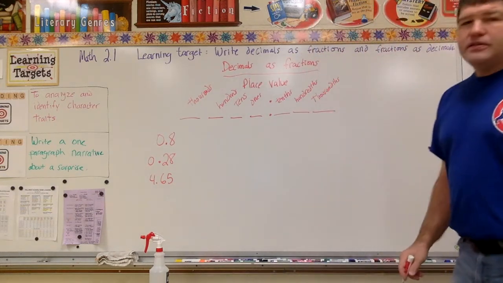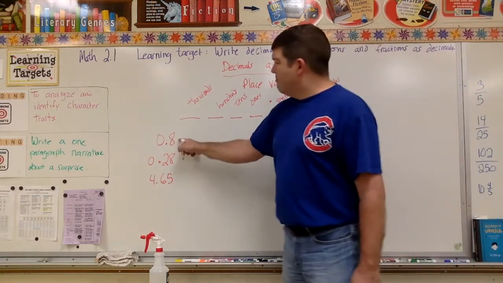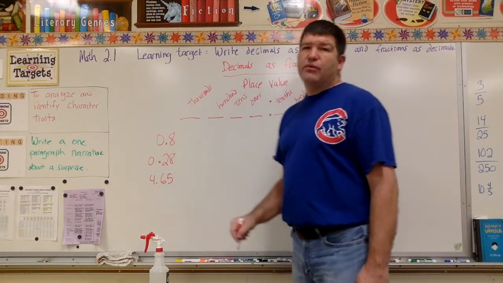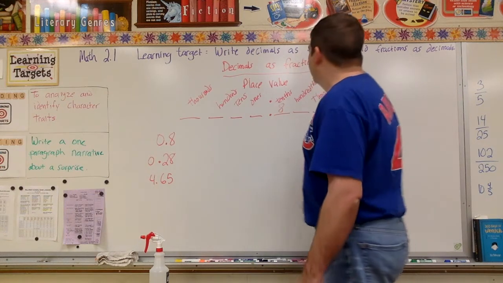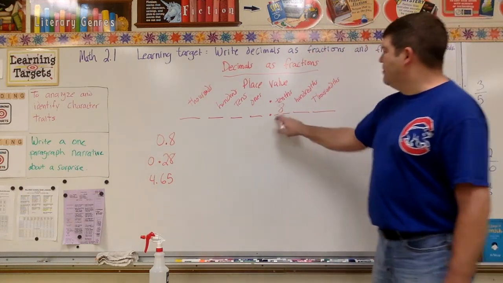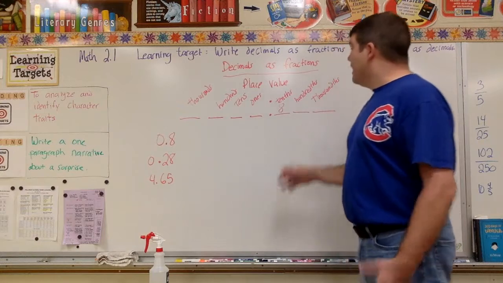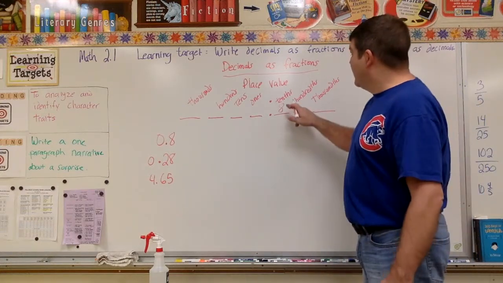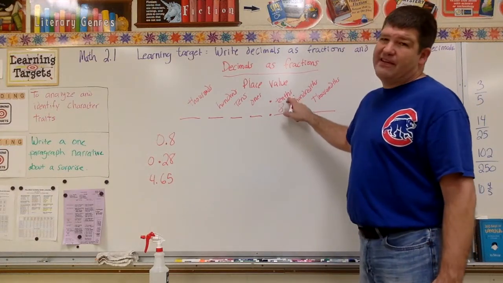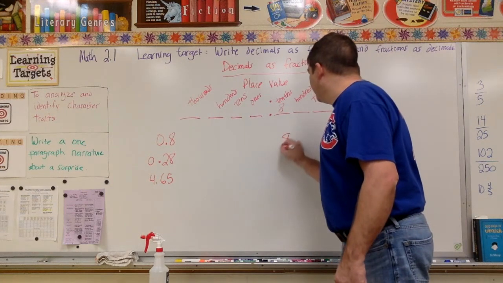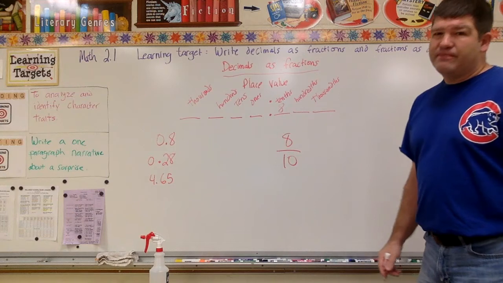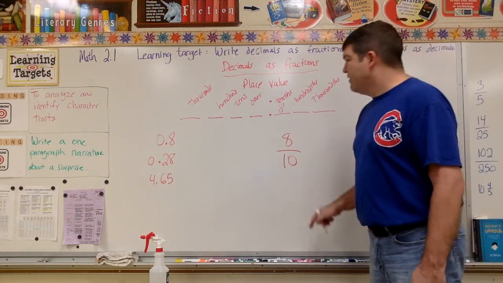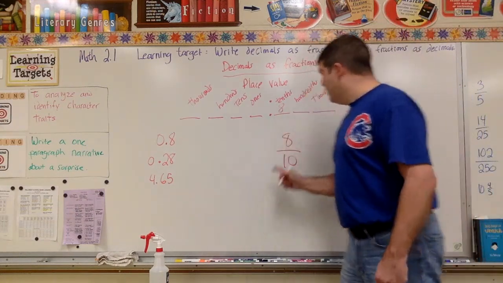Okay? So now, I'm going to make 0.8 into a fraction. So my point goes right there. 0.8, 0.8. Now I just read what it is. 8 tenths. 8 tenths. Or 8 tens. Okay? 8 tens. So now I've made 0.8 into a fraction.